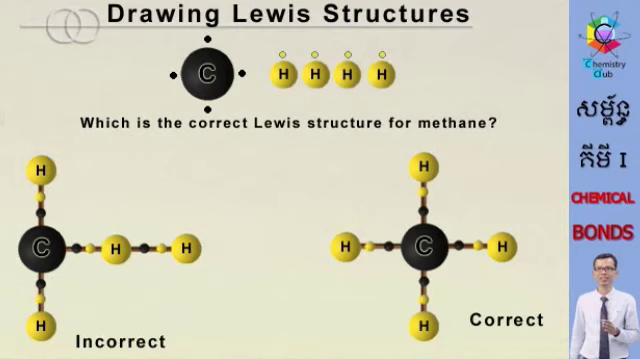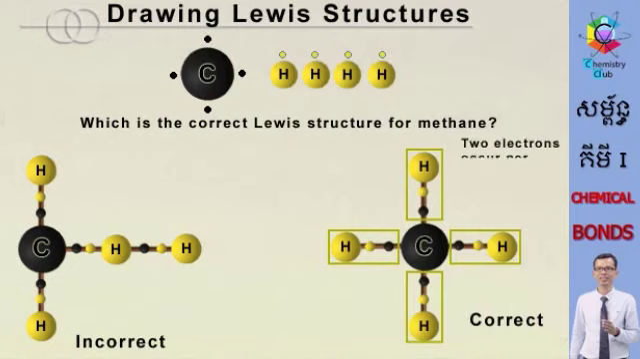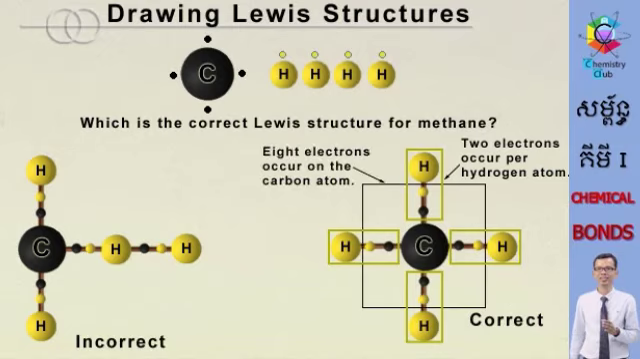Remembering that a dash represents 2 electrons, you can see that each of the atoms has a complete valence shell. 2 electrons are shared between each hydrogen and carbon atom, yielding the 2 electrons required to fill each hydrogen atom's valence shell, and the 8 electrons required to fill the carbon's valence shell.